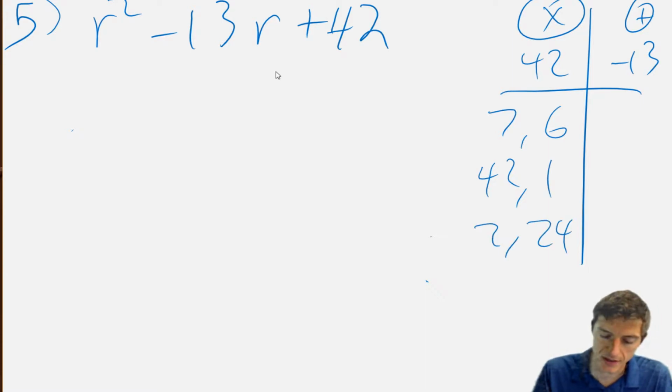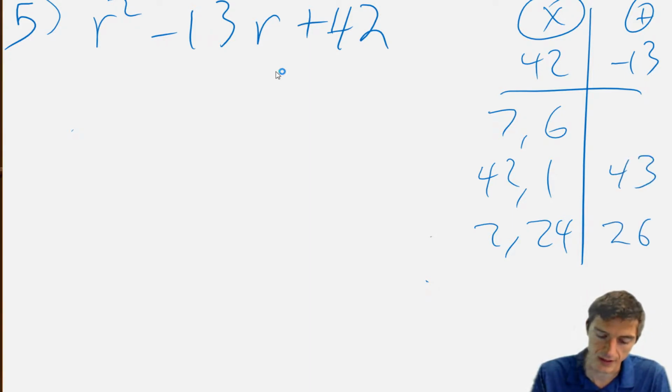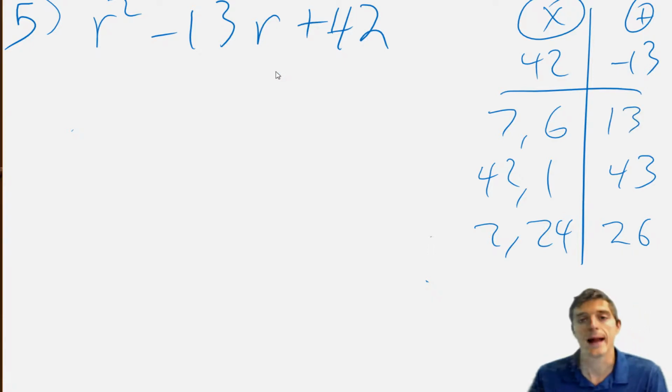You'll notice that all of these, though, add up to positive numbers. Like 13, 43, and 23. I want them to add up to a negative number. So to make that happen, I've got to know a little bit something about negatives too.